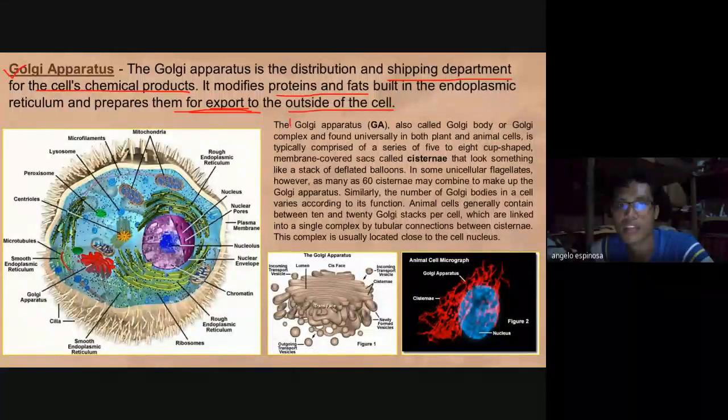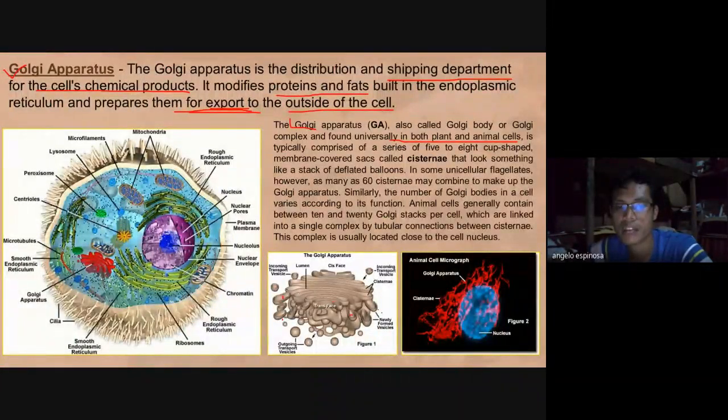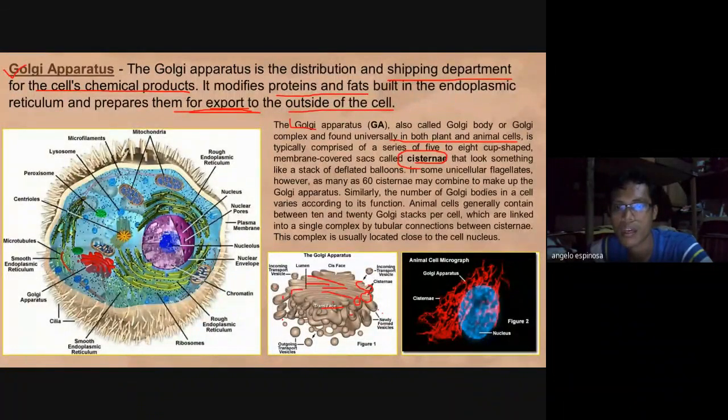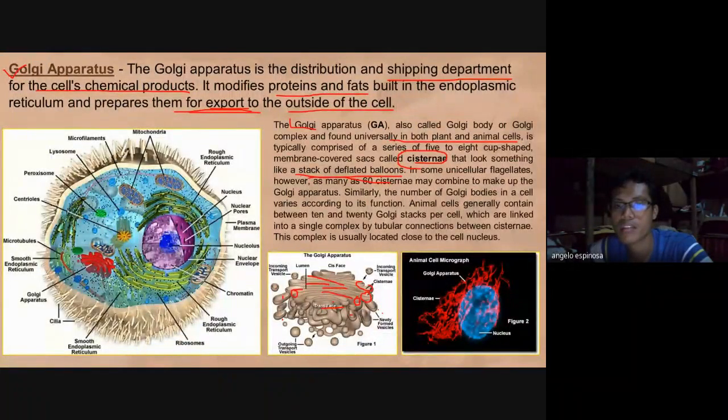So the work of the Golgi apparatus, also called Golgi body or Golgi complex, is found universally in both plants and animals. So it's typically comprised of a series of 5-8 cup-shaped membrane-covered sacs. We have here a lot of vesicles, yan. This one is what we call lumen. Okay, so palabas na siya, that is what we call Golgi apparatus. Okay, these membrane-covered sacs we call cisternae. Yan, we have the cisternae here. And that looks something like stacked or deflated balloons, no? Yung nag-stack sa loob yan. And in some insular flagellates, however, as many as 60 cisternae may combine to make up the Golgi apparatus. Similarly, the number of Golgi bodies in a cell varies according to its functions.